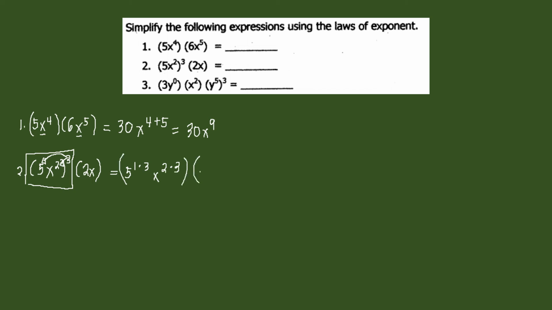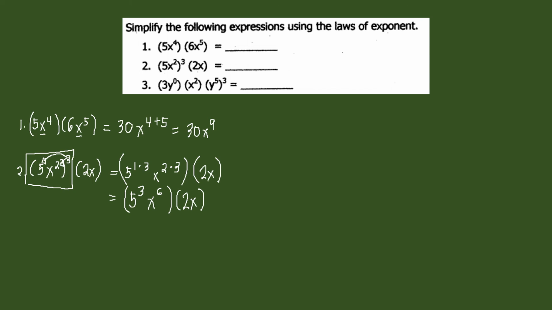And then you simply copy 2x. Let us further simplify. We have here 5 to the third power, x to the 2 times 3, which is 6, multiplied to 2x. Next, what is 5 cubed?